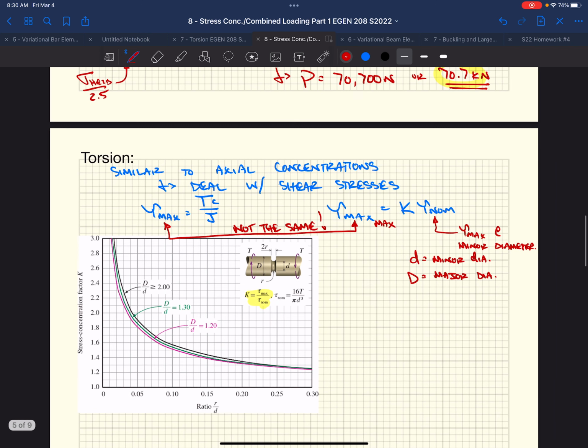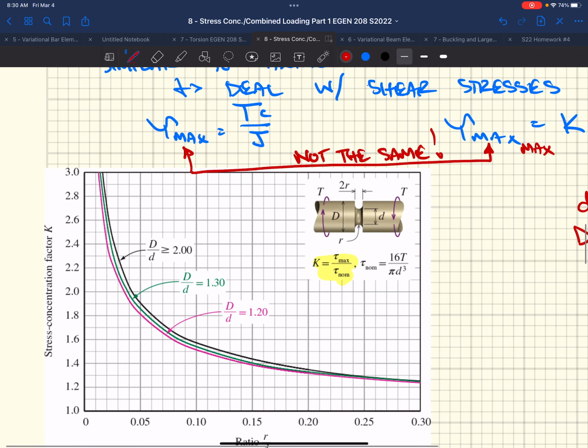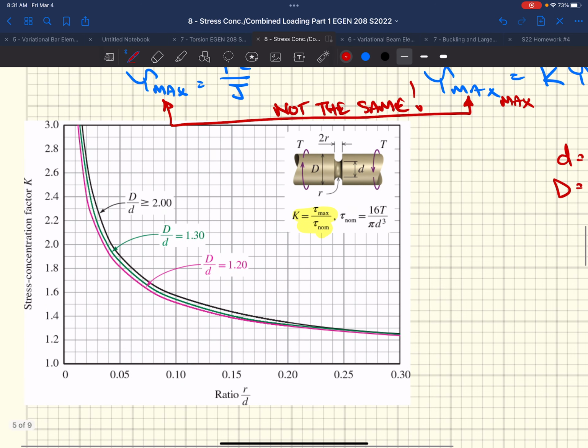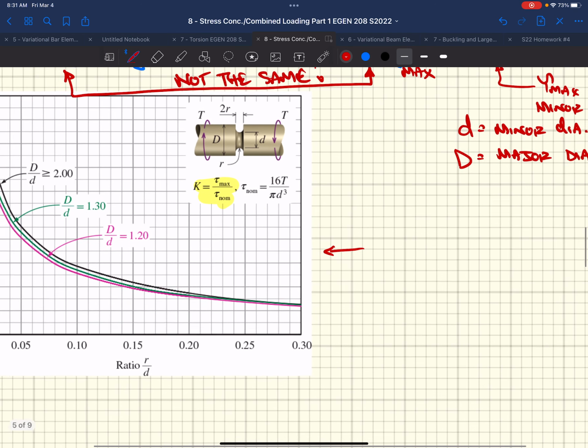But the process is the exact same. We need our stress concentration factor. It's on our y-axis, so we need two points. In this case, we need a point on our x-axis, and we need the curve which we're going to use, which is based on our major and minor diameters. In this case, if we had a grooved shaft, we call this a U-groove.